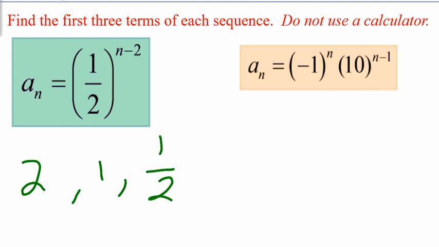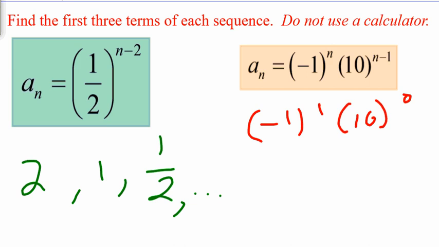Why don't you try the next one? The sequence will have more terms, so we can do a dot, dot, dot. It would keep going forever as high as we wanted. Let's look at the next one. The first term that I get is when n is 1, I'm going to do -1 to the 1 power, and then I'm going to do 10 to the 0 power, because 1 minus 1. And so I'm going to get -1.